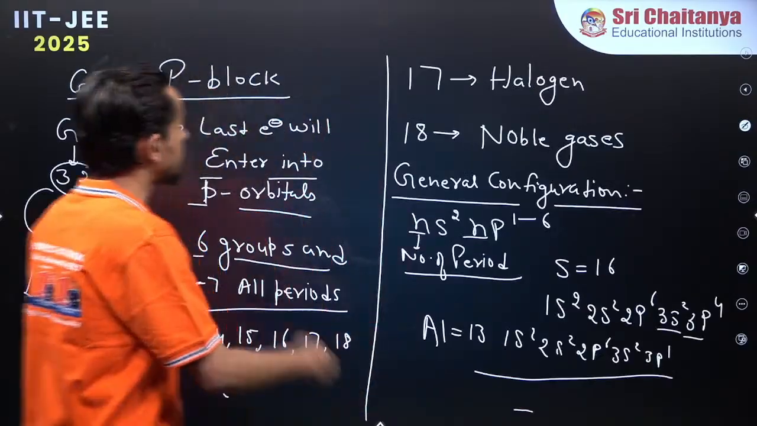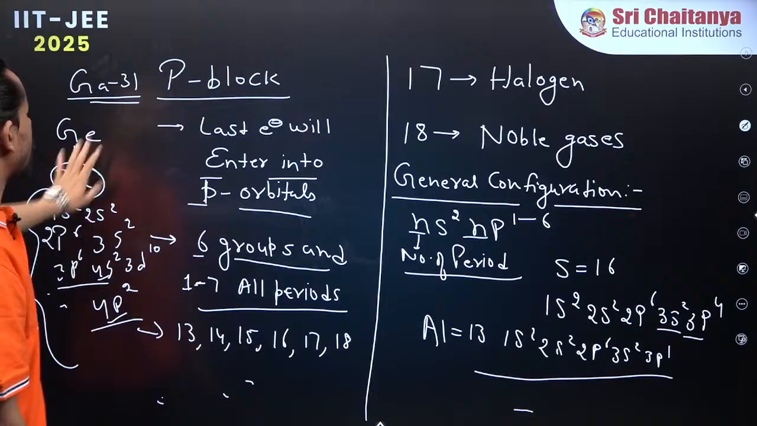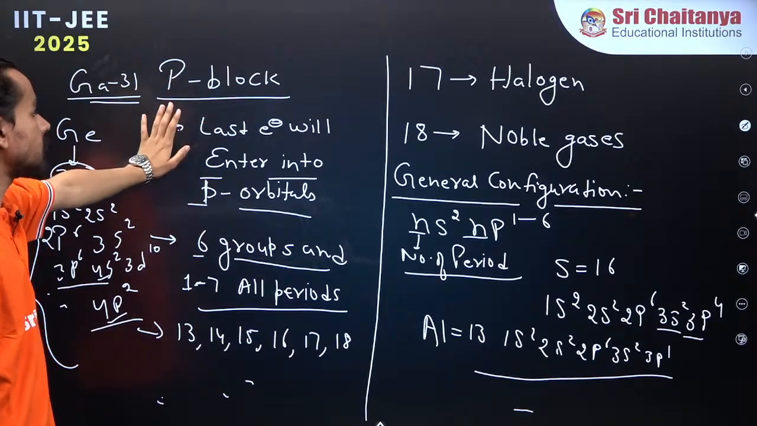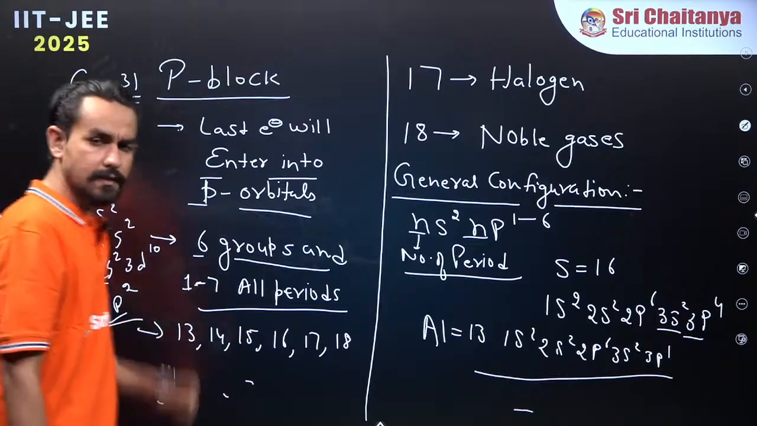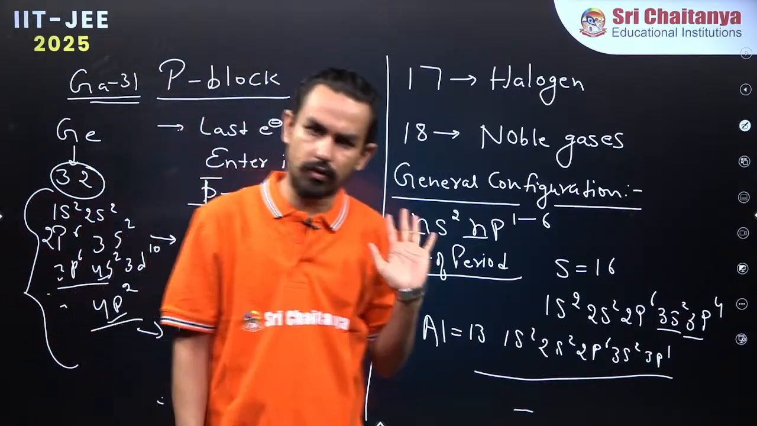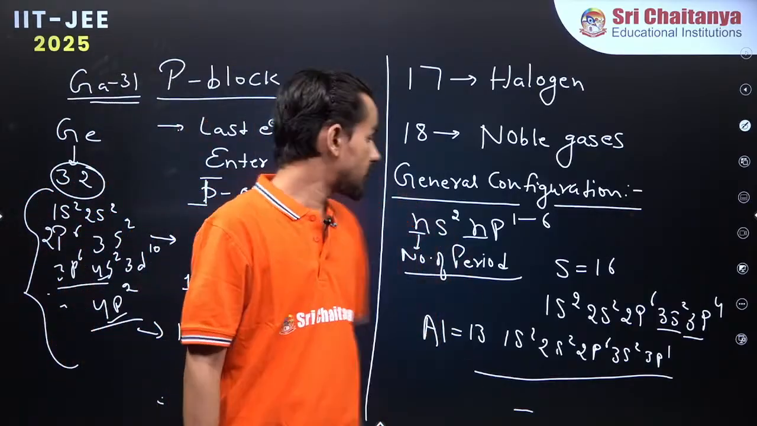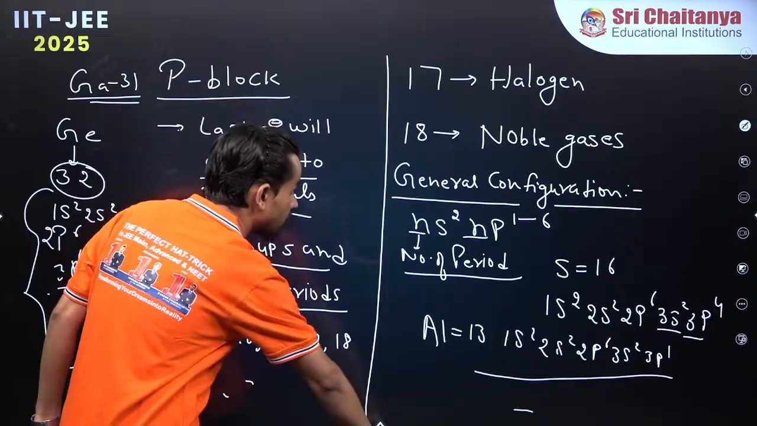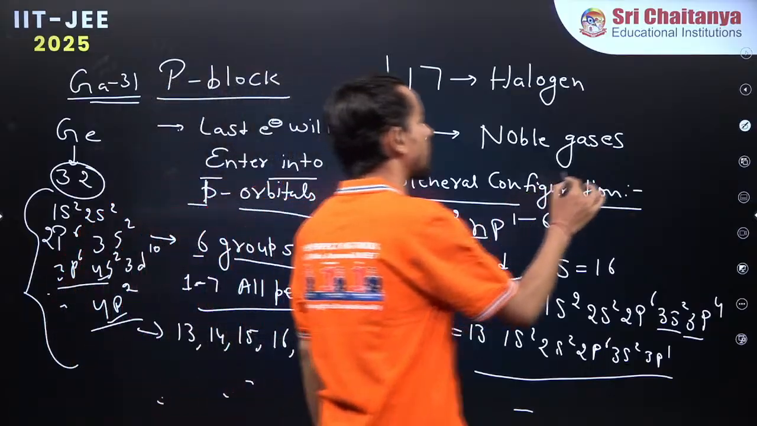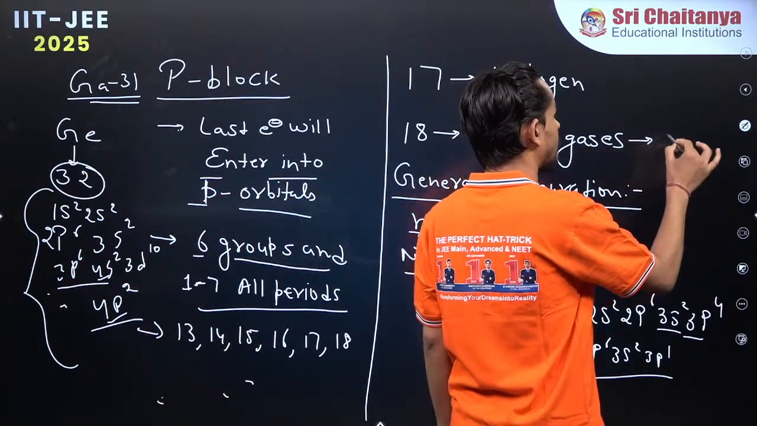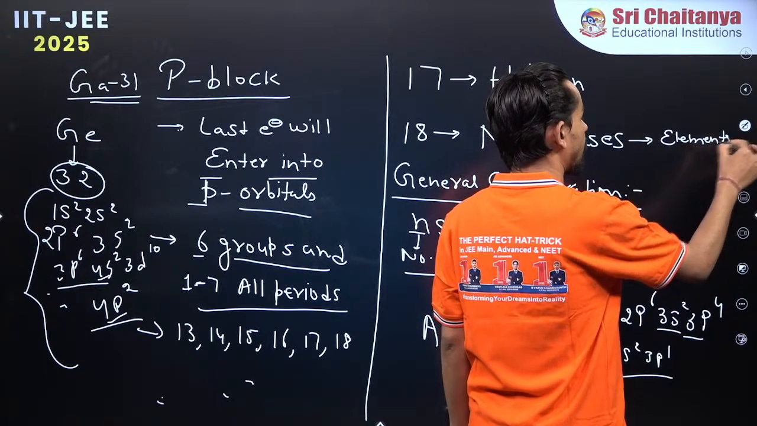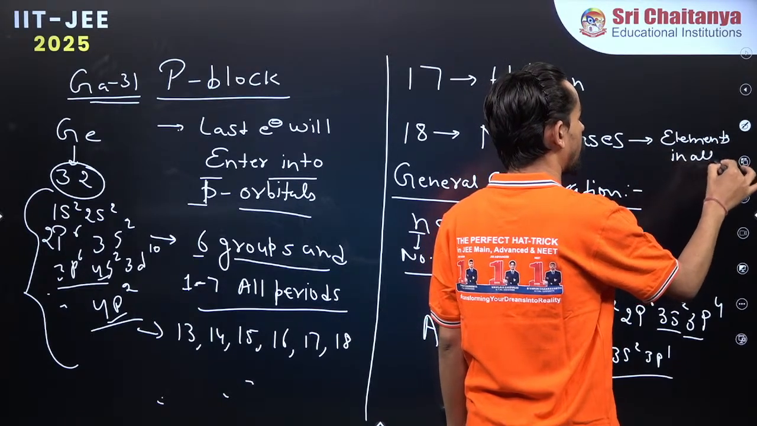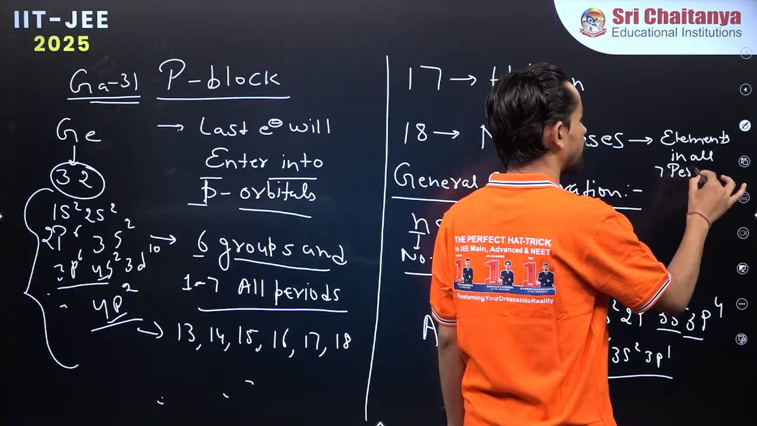After that comes the P block, in which the last electron enters the P orbitals. It contains 6 groups and 7 periods. One more thing, let me tell you: there is only one group, the noble gases, that contains elements in all 7 periods.